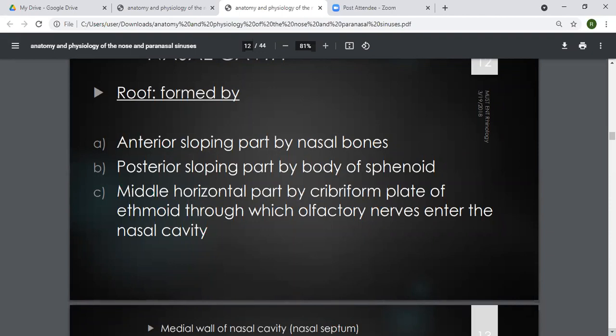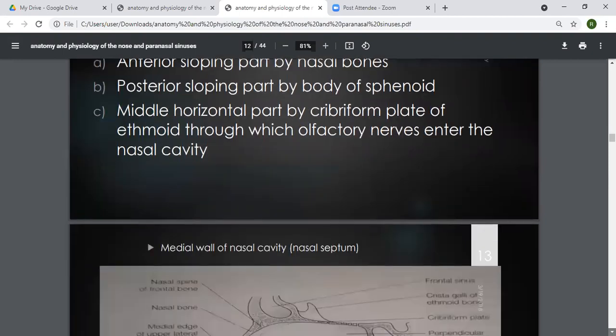Then we have the middle horizontal part, which is formed by the cribriform plate of the ethmoid, through which we get the olfactory nerve into the nasal cavity.